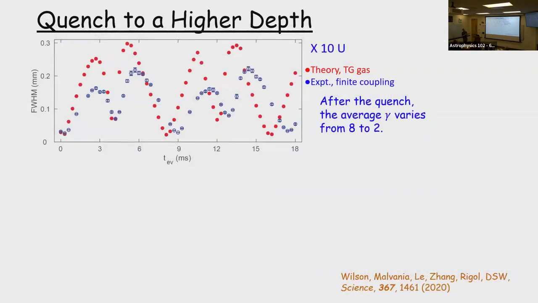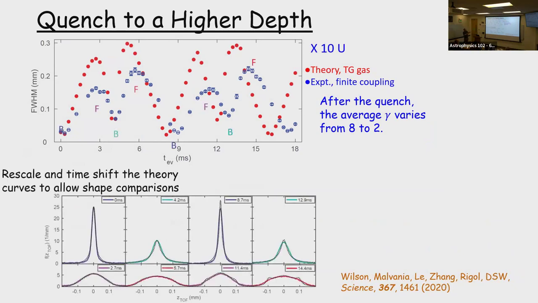So we did that experiment, and the data is in blue. The theory for the Tonks-Girardeau gas is in red. I note that the data is for an average gamma, which varies between 8 and 2, 10 times. If you look at what these distributions are like, it goes from bosonic to fermionic, to bosonic to fermionic, approximately back and forth. This is comparing the theory and the data at the corresponding points of this oscillation. You see that the period is a little different, the amplitude is a little different.